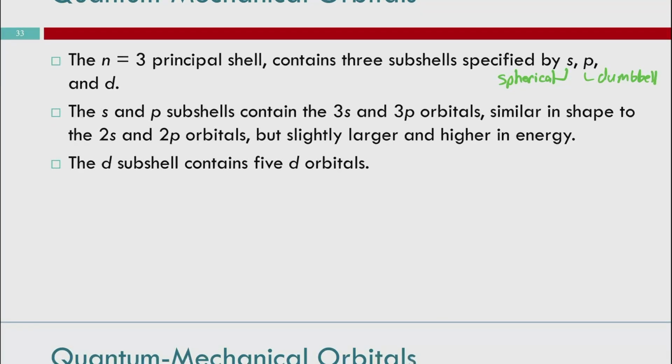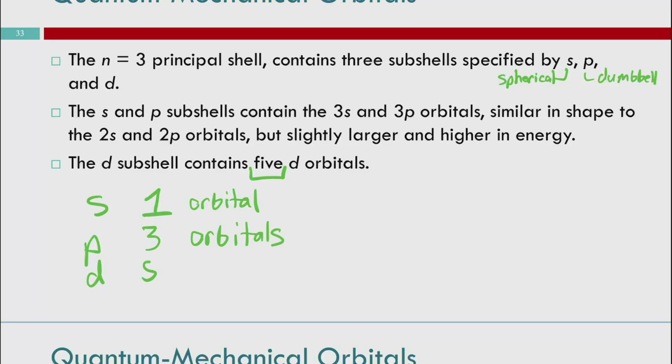Our d subshell contains 5 d orbitals. So for s, we had 1 orbital. For p, 3 orbitals. For d, we now have 5 orbitals. Can anyone guess how many orbitals we have for f? It is, in fact, 7 orbitals. I don't think I even have pictures of the f orbitals because I don't even like them. The d orbitals I think are kind of fun though.